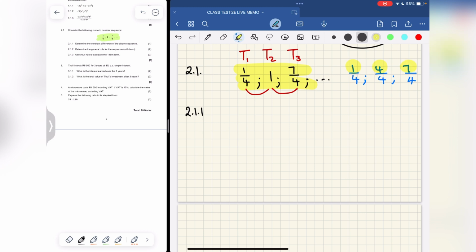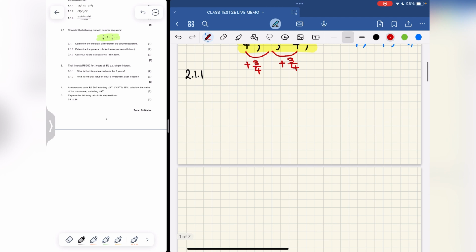So how did I get from 1 quarter to 4 quarters? Well, it was +3. Okay, but remember, it's +3 in the numerator, so 3 quarters got me to 4 quarters. So I had 1 quarter. To get to 4 quarters, I had to add 3 quarters, and then to get from 4 quarters to 7 quarters, I had to add another 3 quarters. So my constant difference here, and that's just one way of looking at this, is then 3 quarters and 3 quarters. So that's the constant difference.